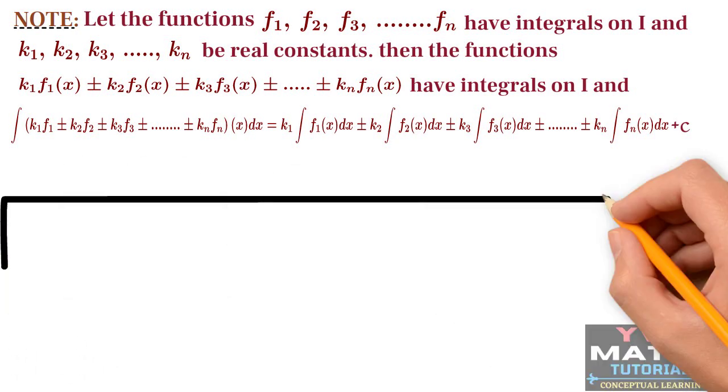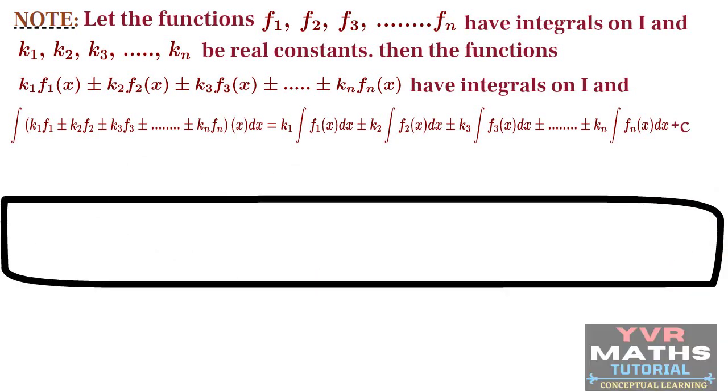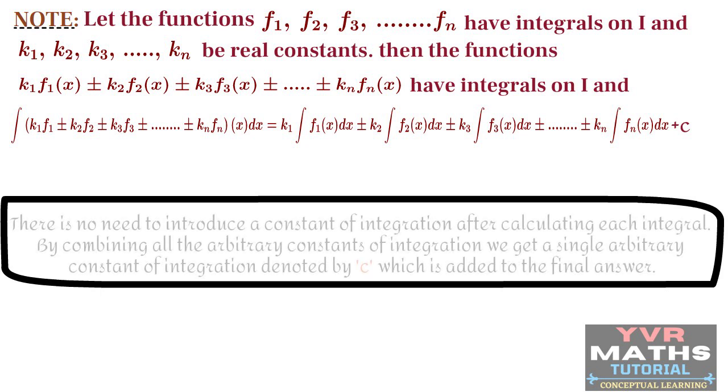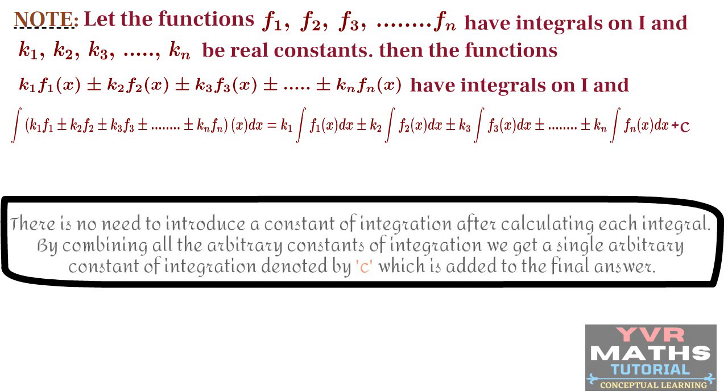Here I want to say one important point. On the right side we have n integrals. So there is no need to introduce a constant of integration after calculating each integral. By combining all the arbitrary constants of integration, we get a single arbitrary constant of integration denoted by small c, which is added to the final answer. These are the most important basic properties to evaluate the indefinite integral of a given function.